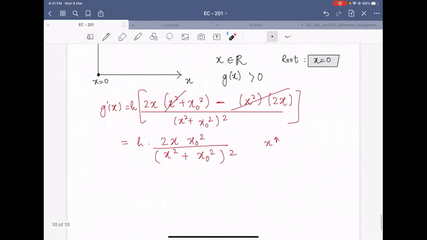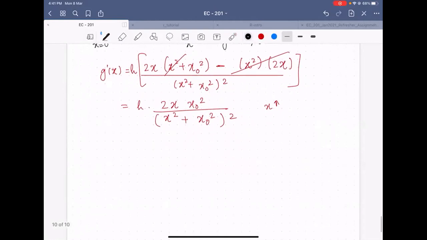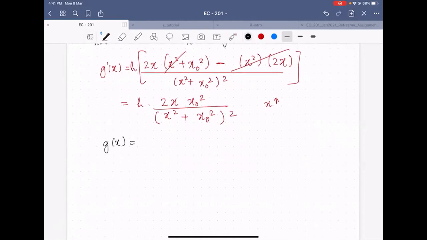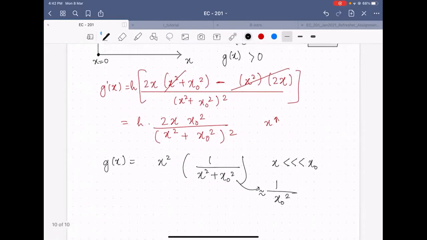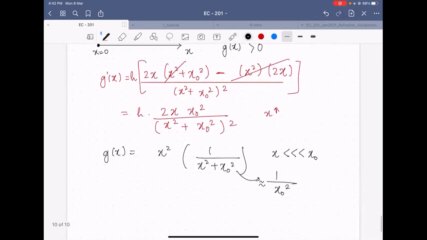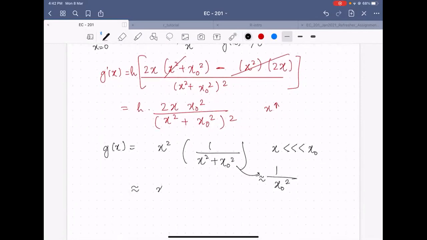Now we'll take the other approach that I mentioned, which was actually looking at g(x) as the product of two functions, x square and 1 over x square plus x naught square. So for example, my x is much smaller than x naught. For those values of x, where x is very small, I can consider this as 1 by x naught square, almost. Okay, then what I get is my function becomes like a parabola.